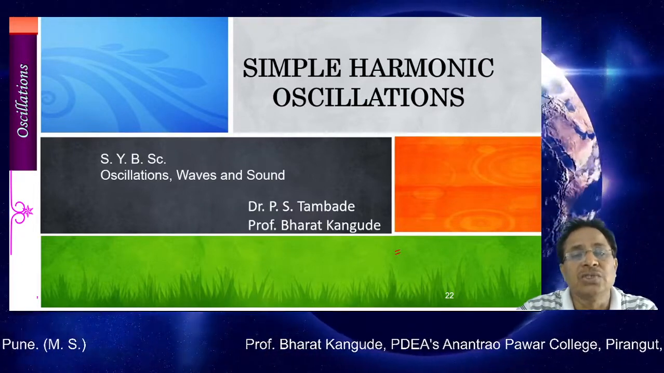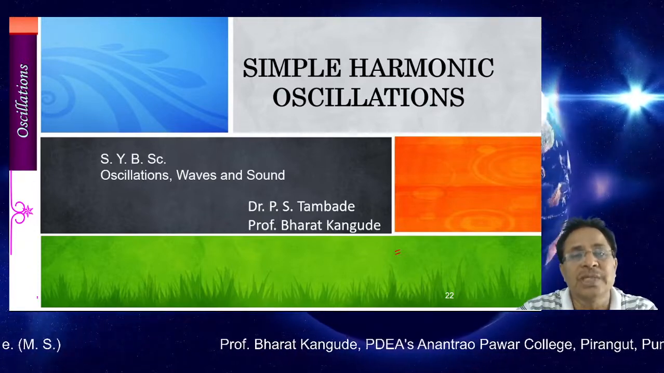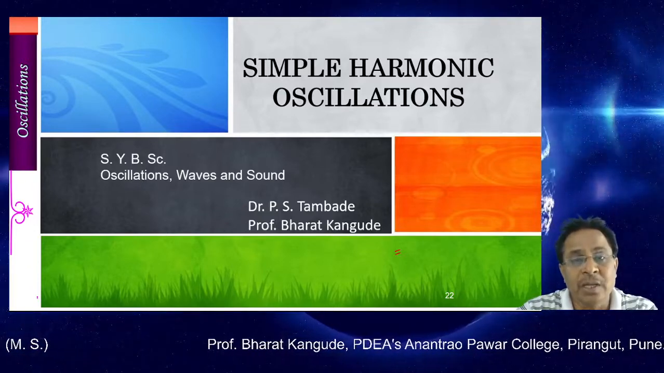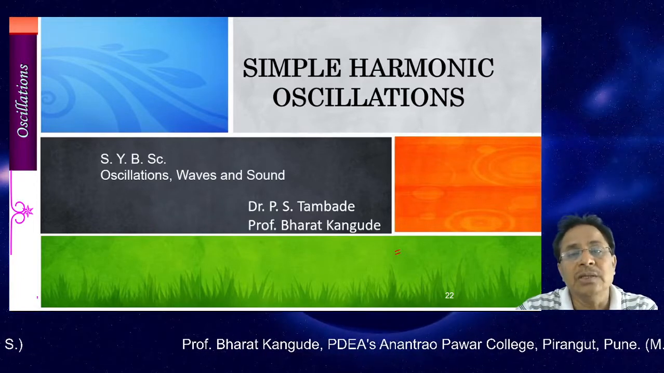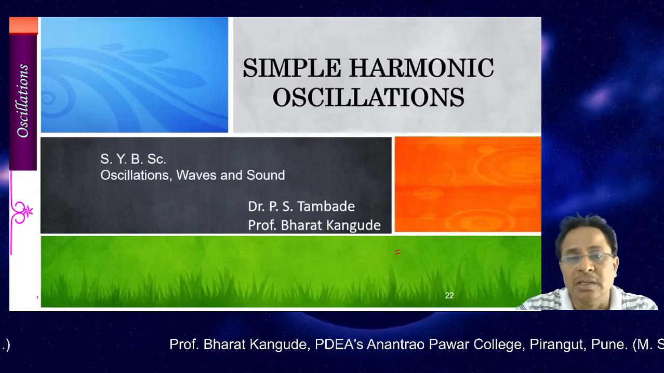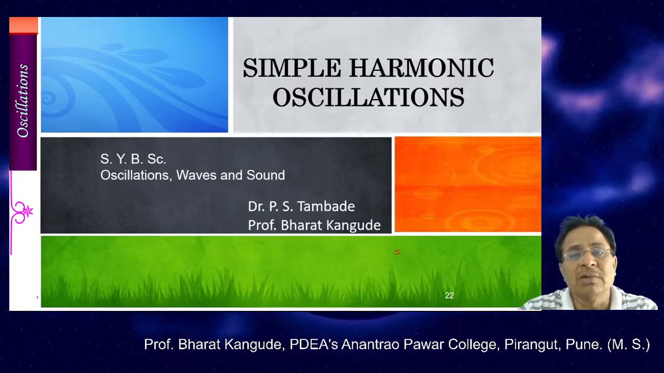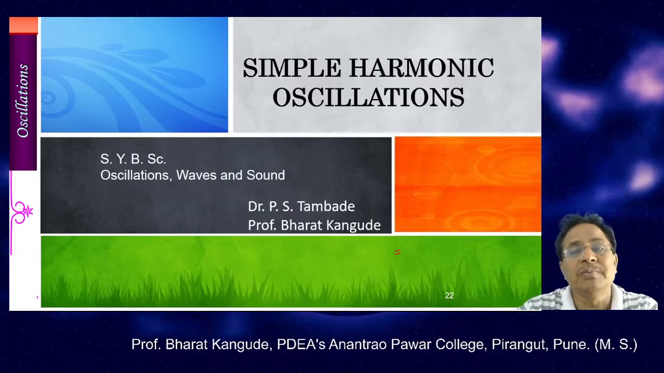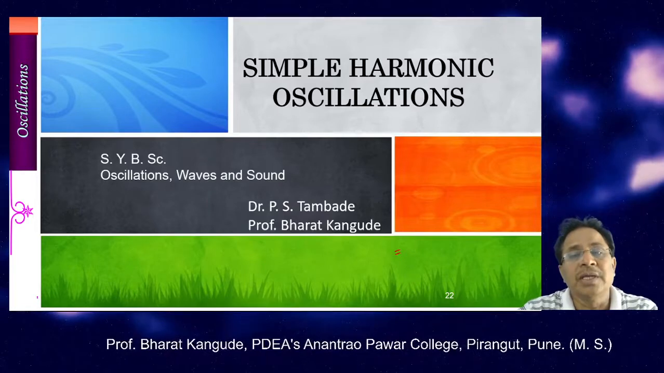We have written the solution as x is equal to a, where a is the amplitude, into sine of omega t plus phi, where this quantity omega t plus phi is called the phase of this particular simple harmonic motion. And we have seen, once we know the displacement of the simple harmonic oscillator, taking its time derivative we can get velocity.